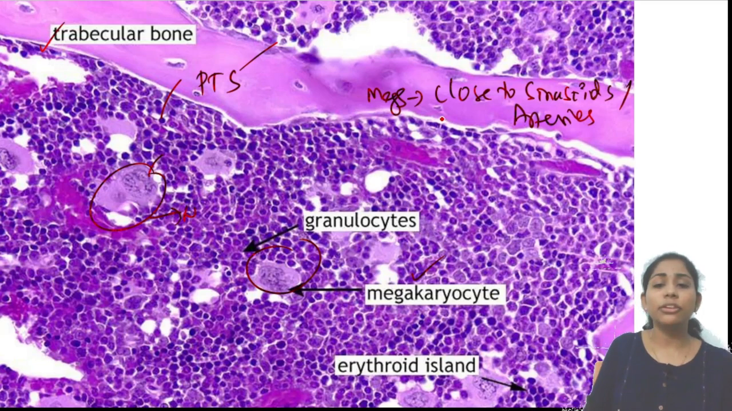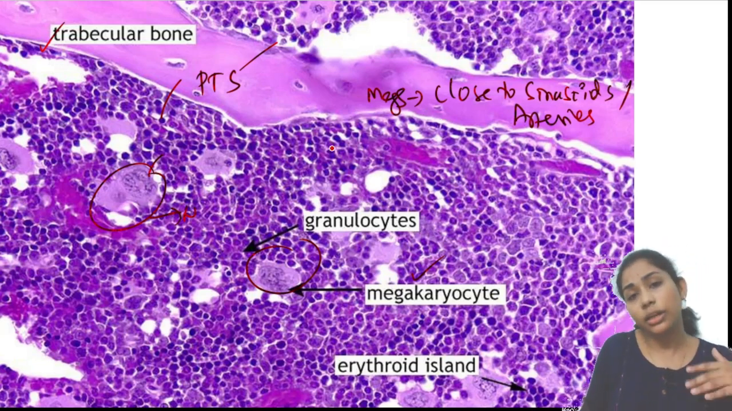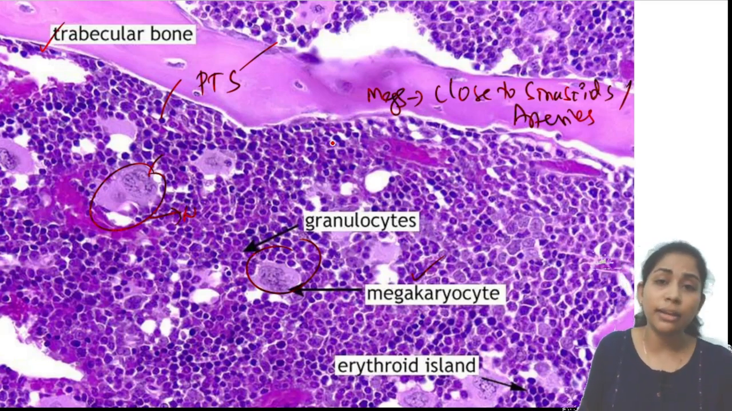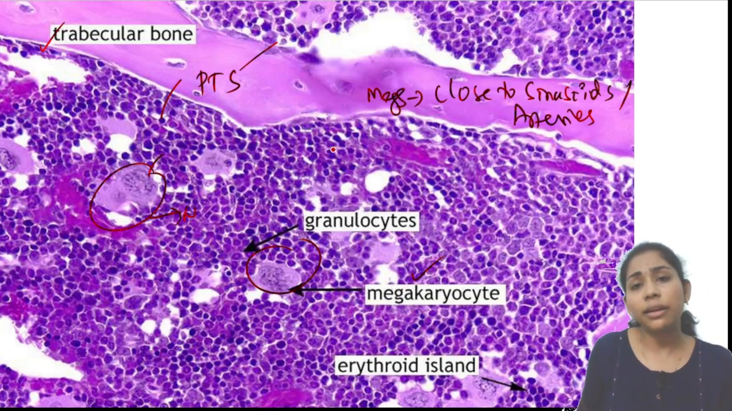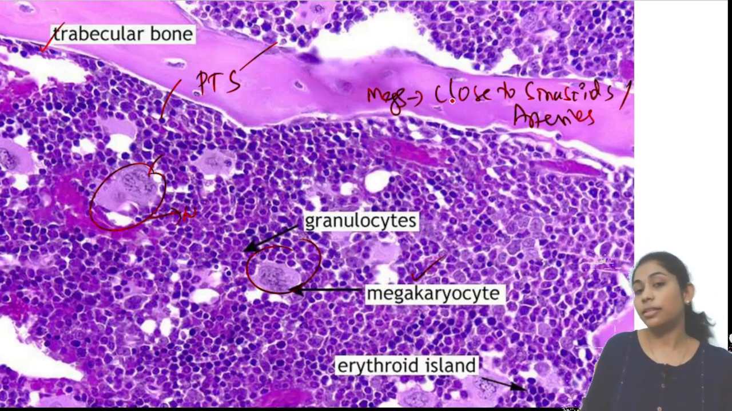Why? Because what is their function? Megakaryocytes release the proplatelets and platelets by their cytoplasmic fragmentation, right? So the platelets finally need to reach the blood. That is the reason they always lie close to sinusoids and arteries. This is the basic point.